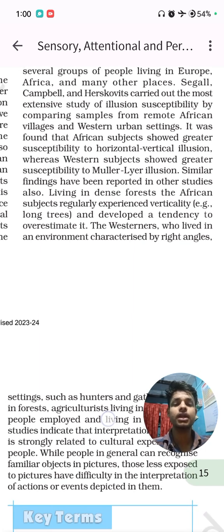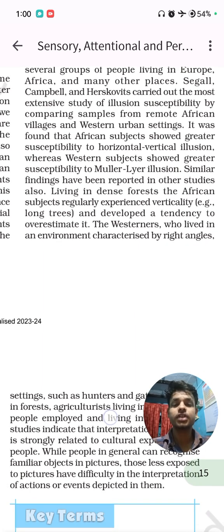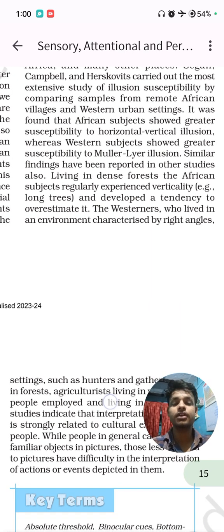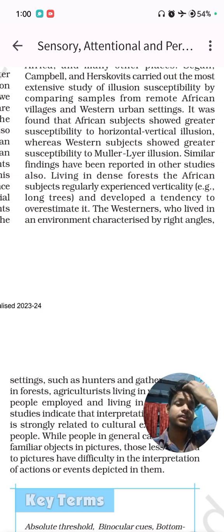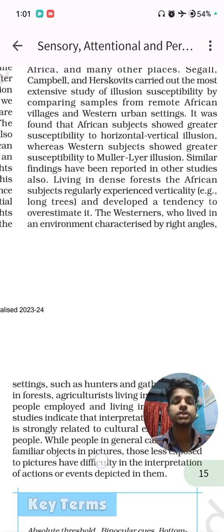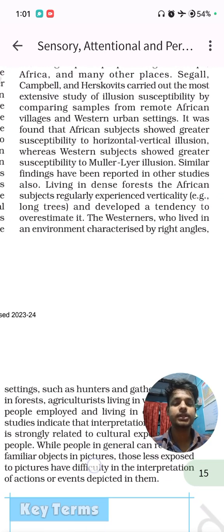Segall, Campbell, and Herskovits carried out the most extensive studies of illusion susceptibility by comparing samples from remote African villages and Western urban settings. It was found that African subjects showed greater susceptibility to the horizontal-vertical illusion, whereas the Western subjects showed a greater susceptibility to the Müller-Lyer illusion. Similar findings have been reported in other studies.